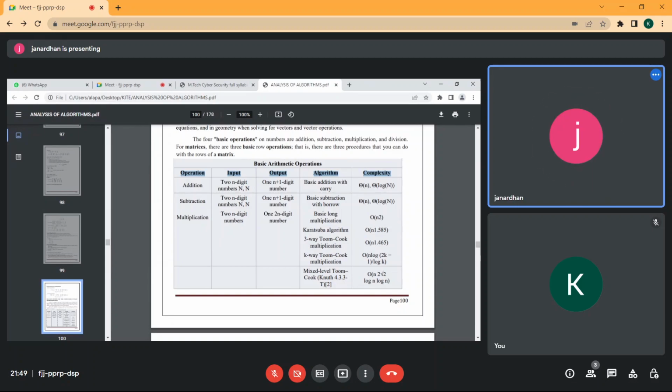Next, the Karatsuba algorithm is big O of n to the power 1.585. The three-way Toom-Cook multiplication algorithm takes big O of n to the power 1.465. The k-way Toom-Cook multiplication algorithm takes big O of n to the power log of 2k minus 1 by log k. The next algorithm is the mixed level Toom-Cook algorithm, that is big O of n times 2 to the power root 2 log n times log n.